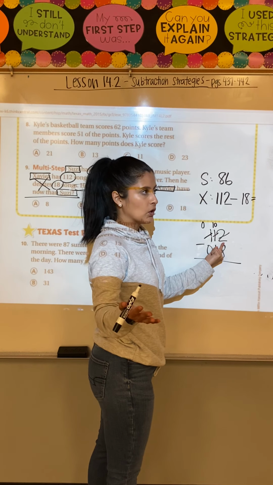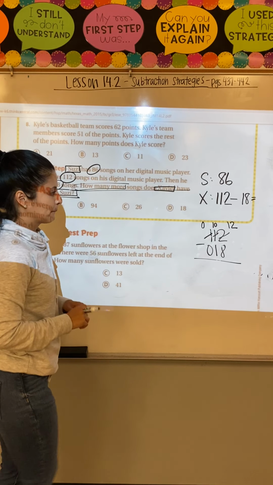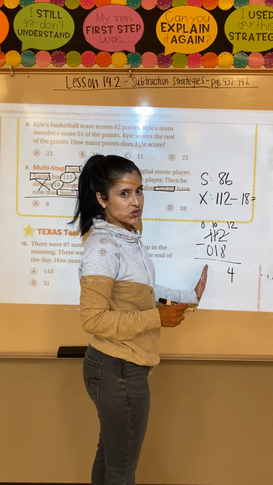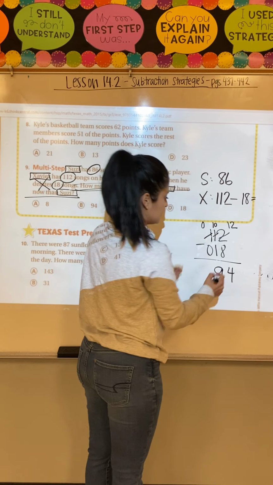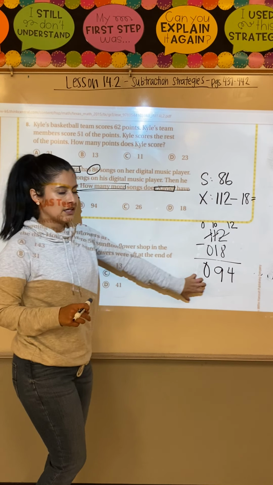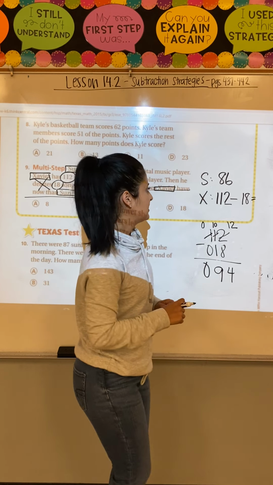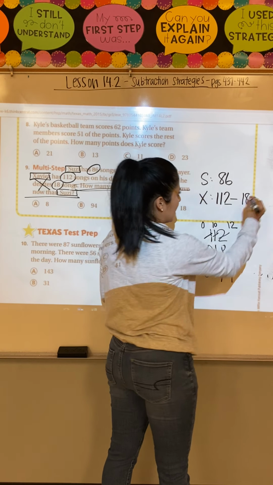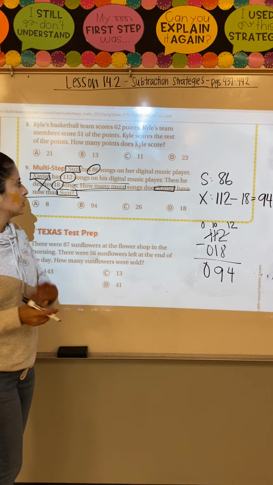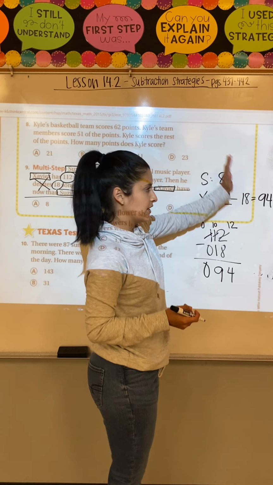2 gets 10 more, so 2 plus 10 is 12. Okay, 12 minus 8 is 4. 10 minus 1 is 9. 0 minus 0 is 0. Now, 94 is an answer choice, but what does 94 represent? Well, 94 represents the amount that Xavier has. Is that what it's asking? No, it's how many more songs does Xavier have than Susie.